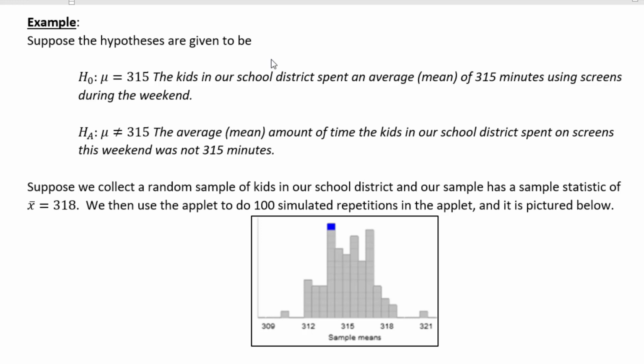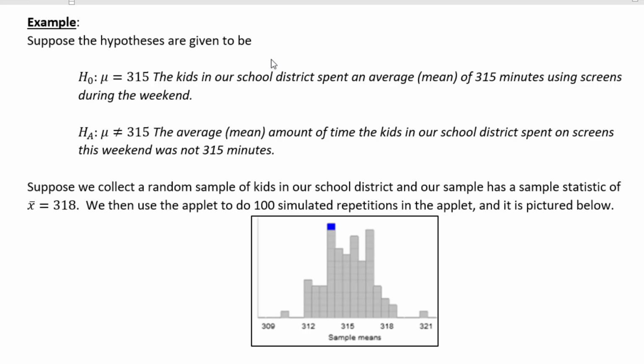Suppose our hypotheses are given to us as follows. The null hypothesis is that the population mean is 315. Mu equals 315. And that represents in context that the kids in our school district spend an average of 315 minutes using screens during the weekend.